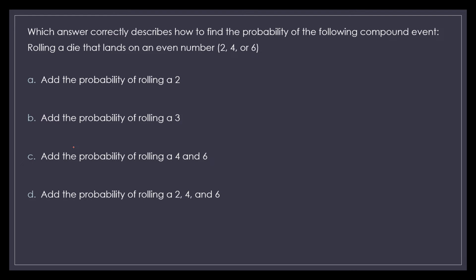Here we have: which answer correctly describes how to find the probability of the following compound event? We have rolling a die that lands on an even number: 2, 4, or 6. Here's that word or. Remember, or means that we are going to add, and I have 3 separate numbers: a 2, a 4, and a 6, which means I'm going to be adding 3 probabilities together. I'm going to be adding the probability of rolling a 2 plus rolling a 4 plus rolling a 6.